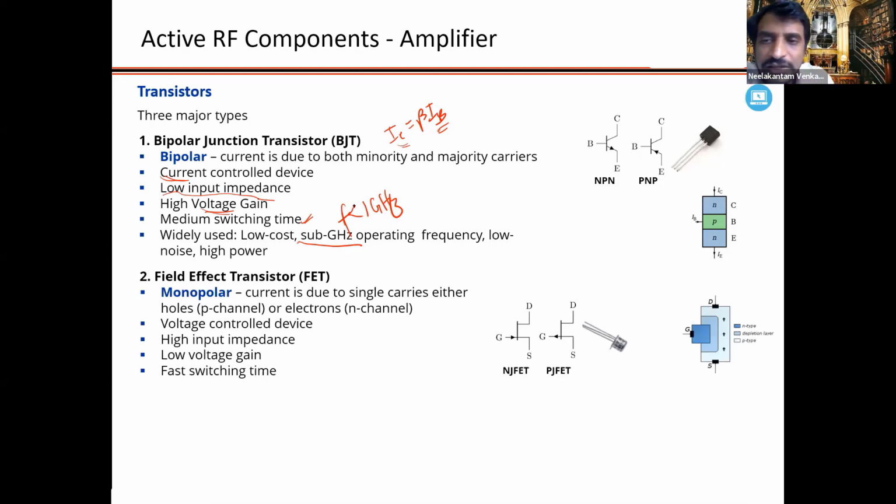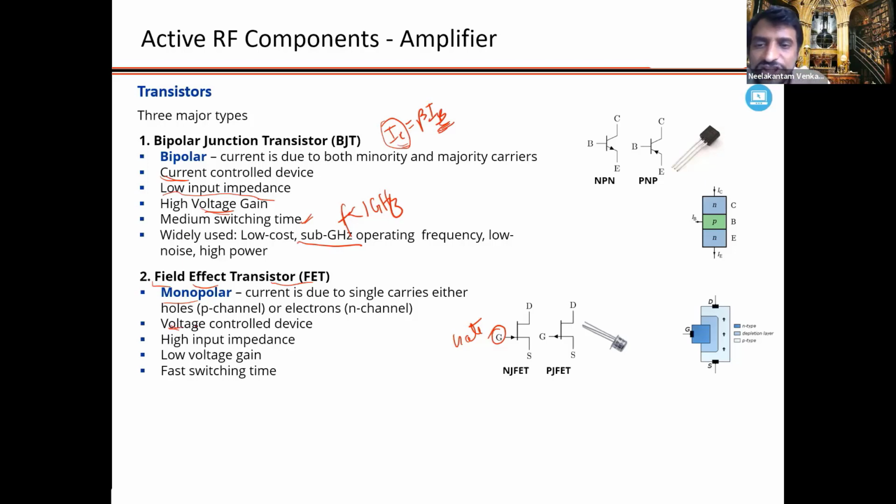However, the other counterpart that we are looking at is called a field effect transistor, which is a better transistor more suited for RF applications because of being monopolar in nature. That means it has either the holes or the electrons as the carriers. It's a voltage control device. That means it is the gate voltage that controls the drain current, unlike this case where it is the base current which controls the collector current.